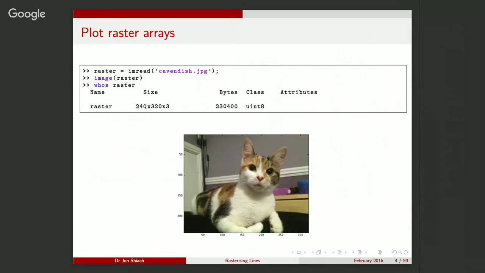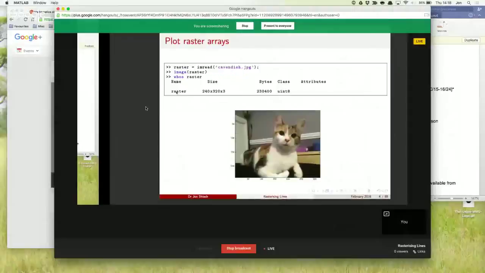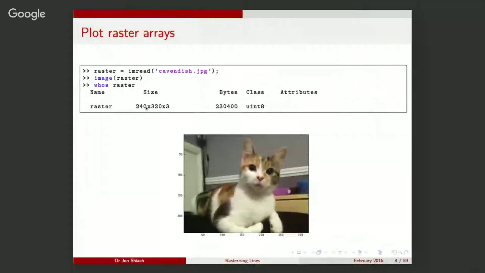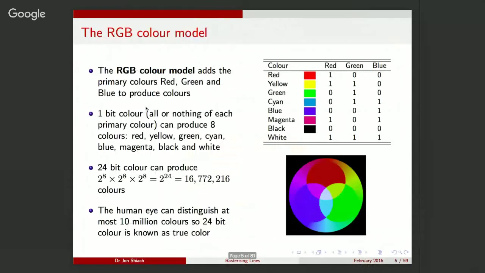So that's your raster. Let's see if I can. No, MATLAB's not there. Fair enough. Okay, in that case, I just had a picture of my cat.